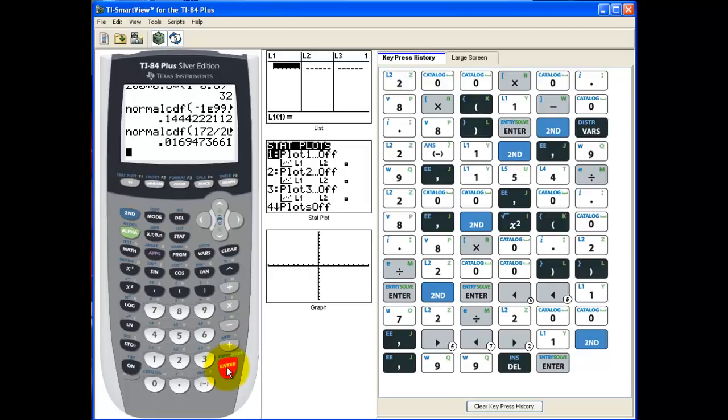Now they're asking a follow-up question. They say, is this result unusual? And again, if you recall, when they ask that question, what they're really asking is, did you get a probability which is less than 0.05? And in this case, you can see that yes, we did. And so this is most definitely an unusual happenstance.